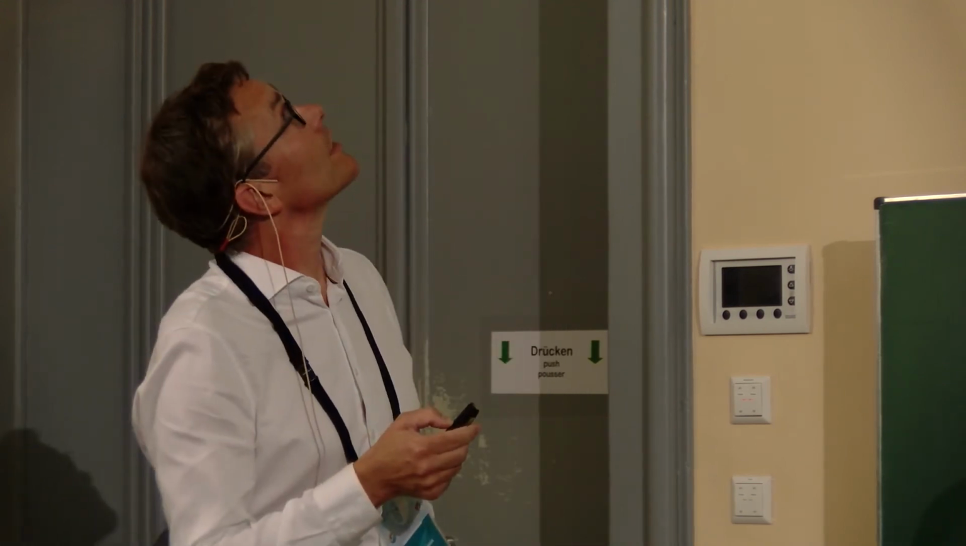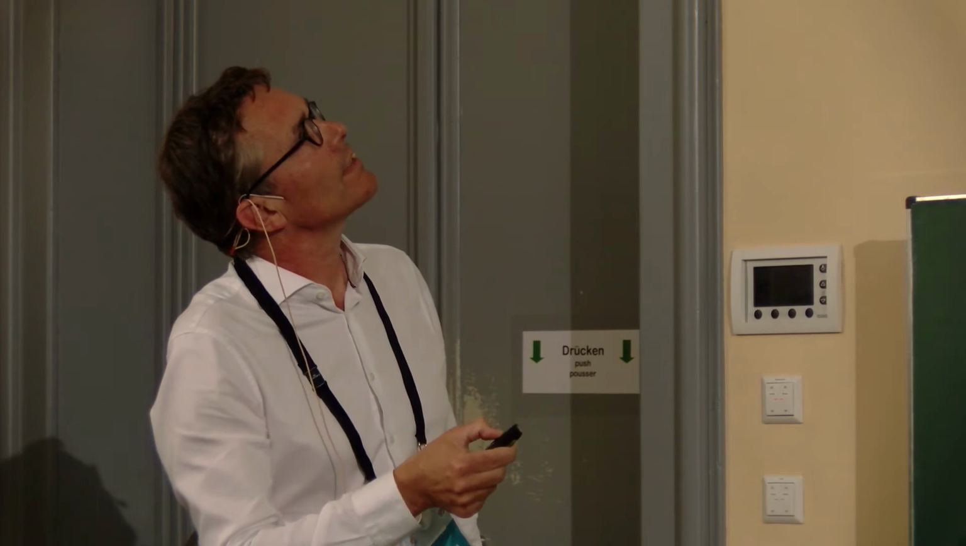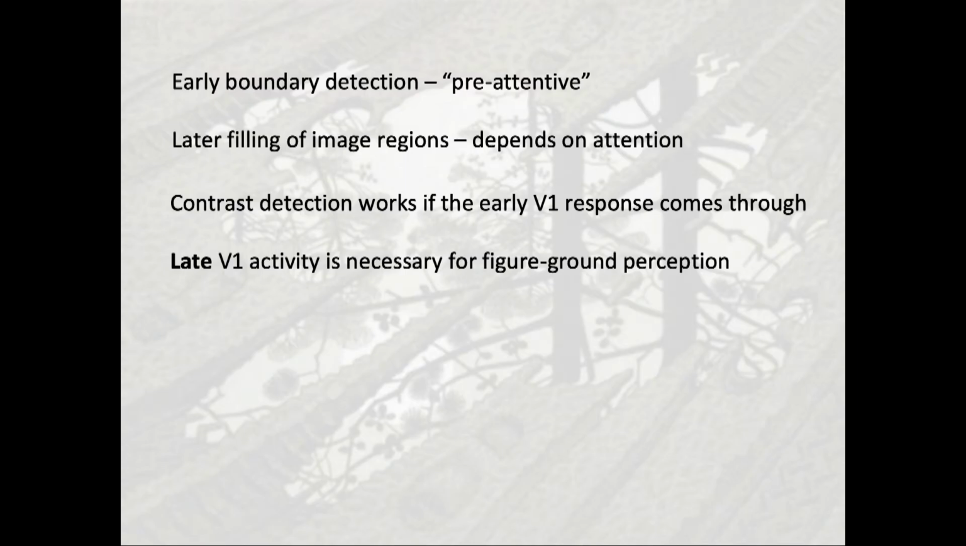So we're really excited about this. I think this is the first demonstration that late activity is necessary for figure ground modulation in V1. So these spikes are there for a reason. And of course, contrast detection can do without these delayed spikes. V1 is just a relay, sends the information to higher areas, and they take care of the rest.